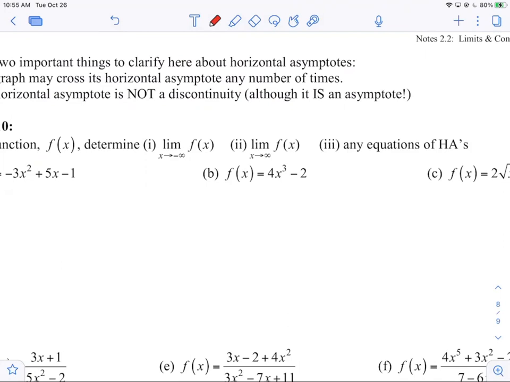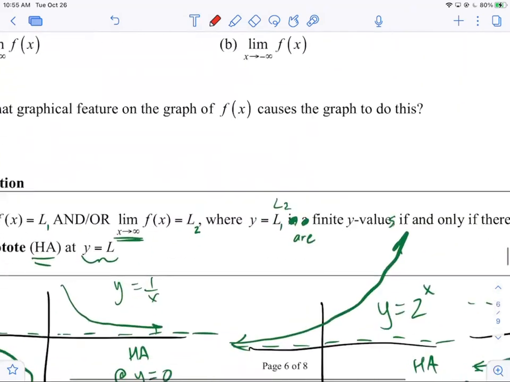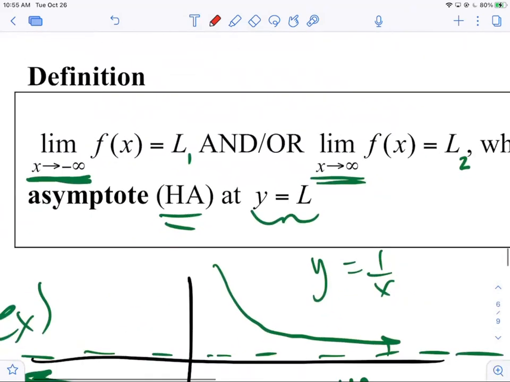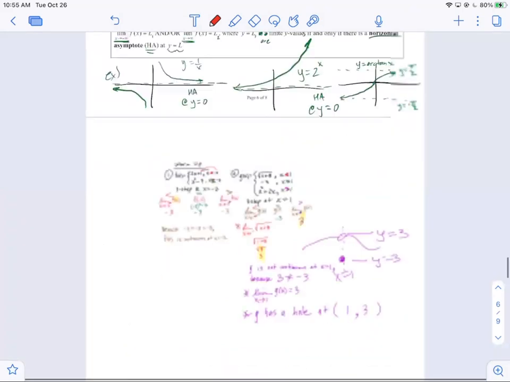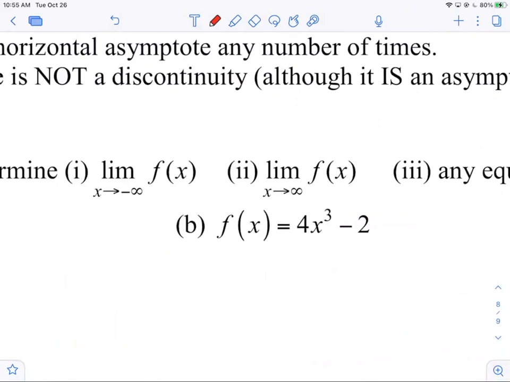But we need to get this too, right? Remember the definition of a horizontal asymptote. If either one of those end behavior limits ends up being a finite y value, then the function will have a horizontal asymptote at y equals that finite y value, right? So when we answer 1 and 2, if either one of those limits or both end up being a finite y value, we'll have a horizontal asymptote at that. If neither one of them ends up being a finite y value, then no horizontal asymptotes, okay?